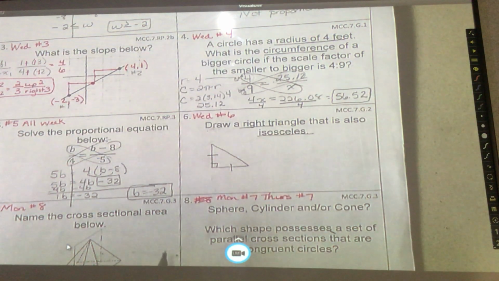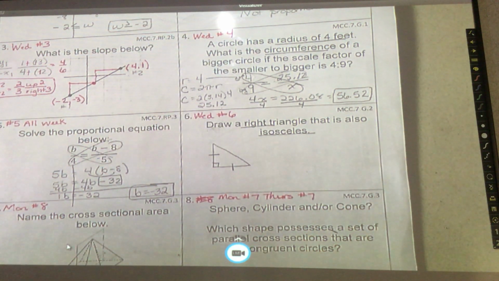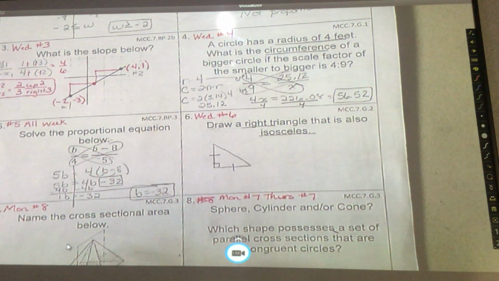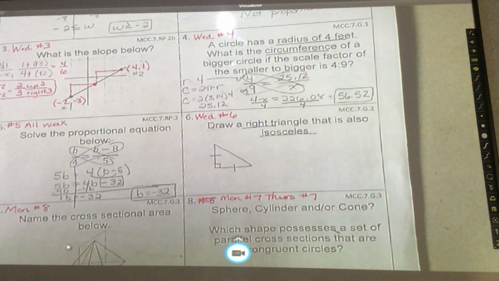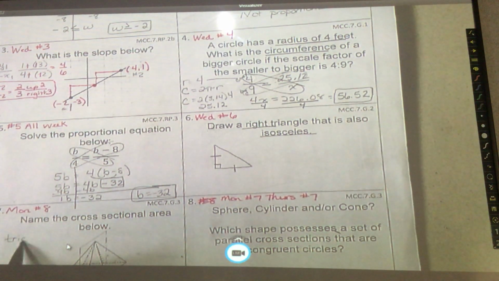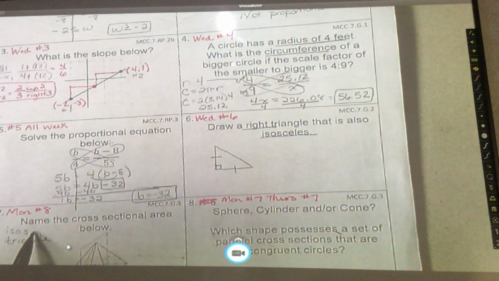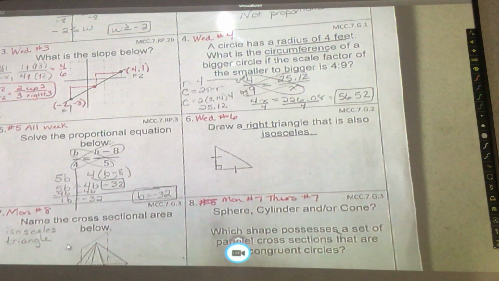The cross section in this pyramid would be a what? What shape? Triangle. Yep. And if you want to be specific, it'd be an isosceles triangle. But as long as you have triangle, count it right. But add isosceles with it. Don't count it wrong, just add it with it, please.